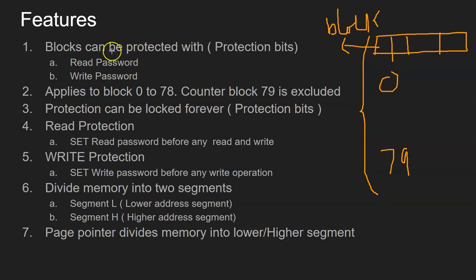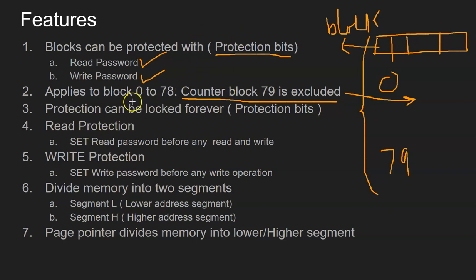Now these blocks can be protected with a read password and a write password. This is called protection bits. So you can have a read password and a separate write password. This protection feature applies to block numbers 0 to 78. The last block, block 79, is the counter block, and this protection does not apply to the counter block. In my previous video I showed you how the counter block works, and the counter block has its own protection bits for read and write.